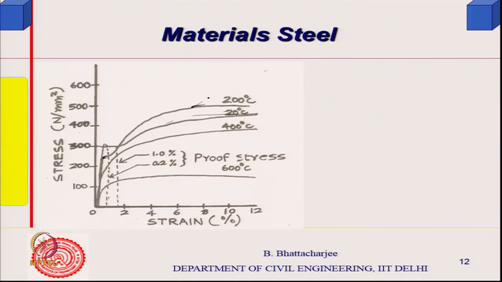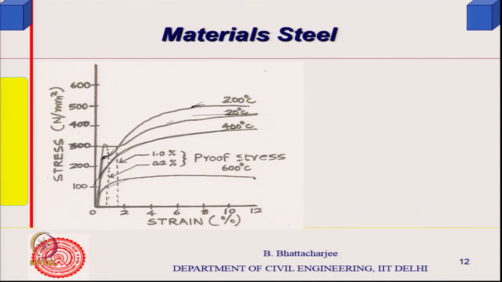As you go further, this sharp yield point starts vanishing. At 200 degrees centigrade you had something of this kind, this starts vanishing and it becomes something like this. At 400 degrees centigrade it is straight away something like this, and the upper yield point and lower yield point have gone. 600 degrees centigrade is something like this.